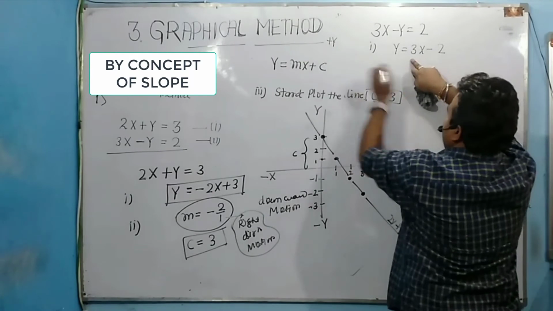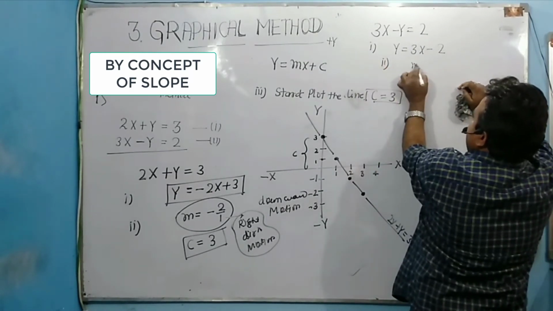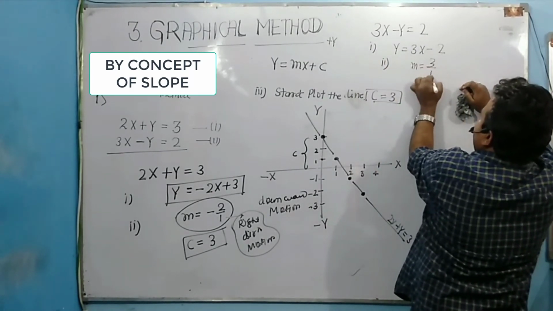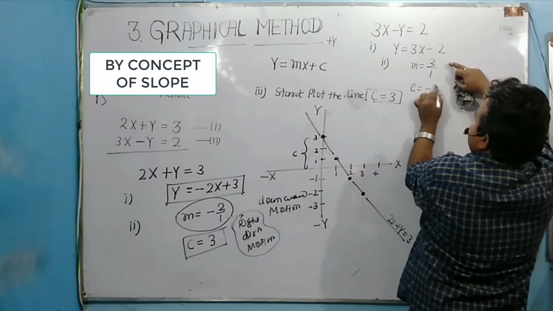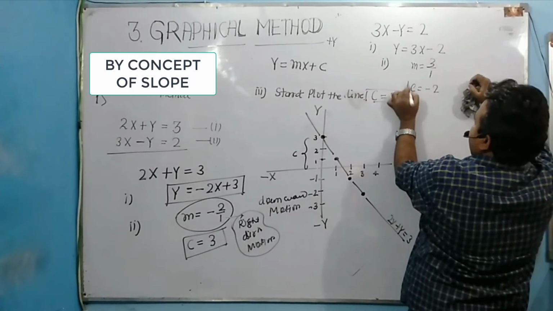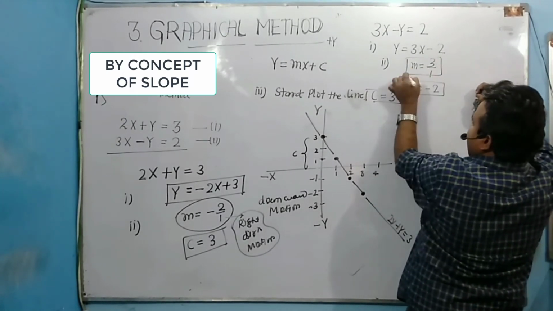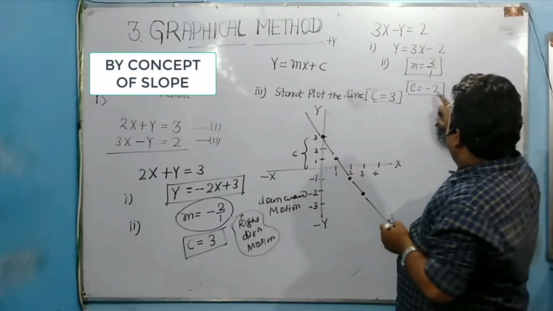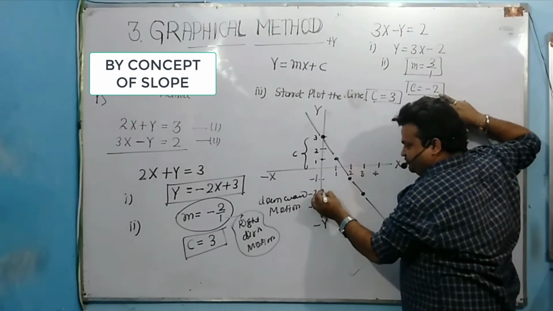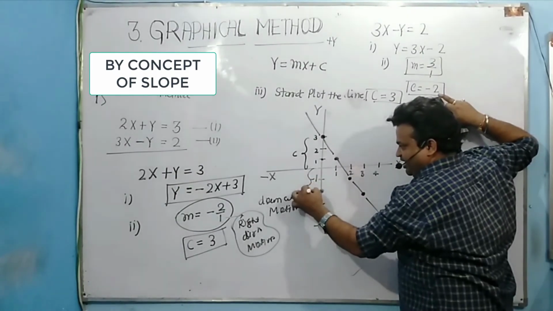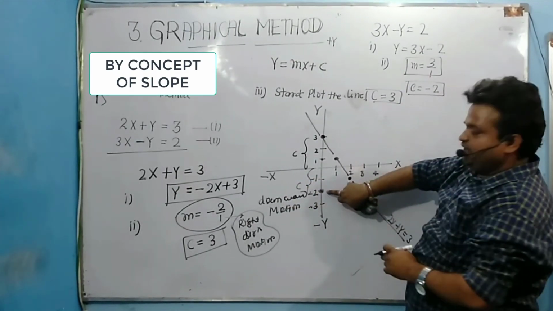What is my m value in this case? Second, to find out the m value. M value is what? 3 by 1. And what is the c value? C value is minus 2. Now I start plotting with this point. Where is my minus 2? Minus 2 is this one. This is my c value, minus 2. I put my finger over here.